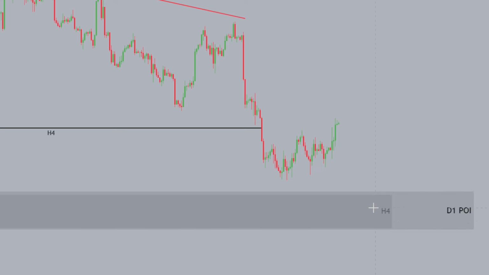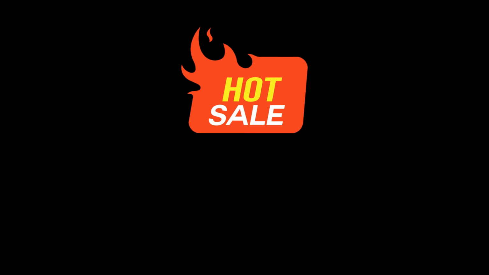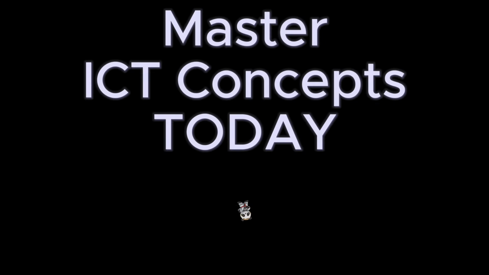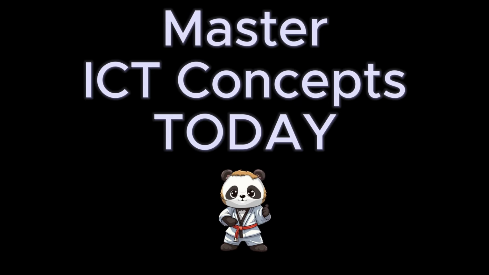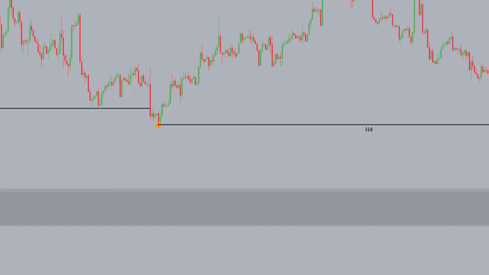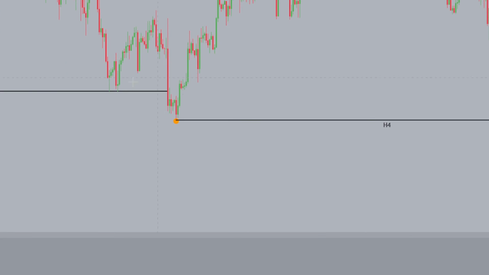But we need to understand where we are in price, and this is how important the 4-hour time frame is. The 4-hour time frame is an incredibly important time frame when it comes to analyzing the markets. So what we have over here is an H4 low. This is the last H4 structural low. It's very important to mark this out. This is the last 4-hour low.